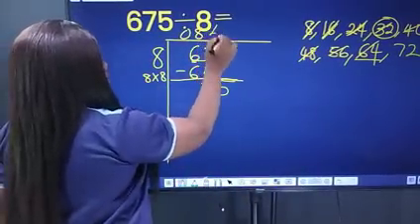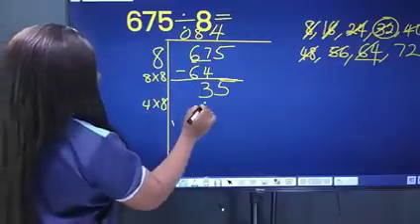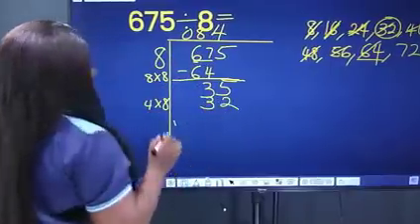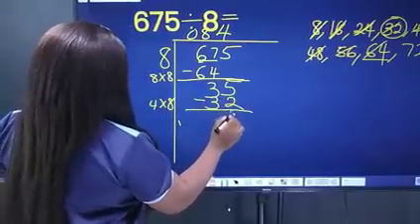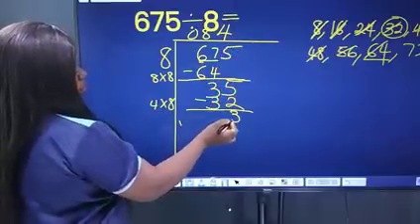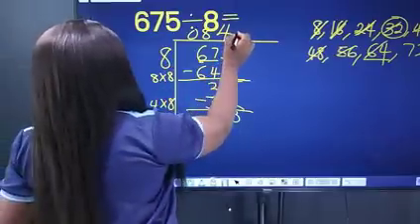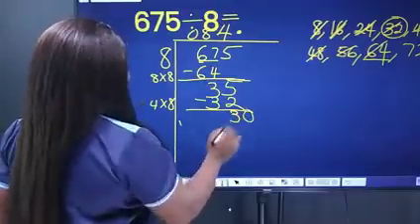Write your quotient up here. That's 4. Now 4 times 8. 4 times 8 is 32. Now after multiplying, subtract. 35 minus 32 is 3. We do not have any other number to bring down. 3 divided by 8 is impossible. Give this place a decimal point and add 0.